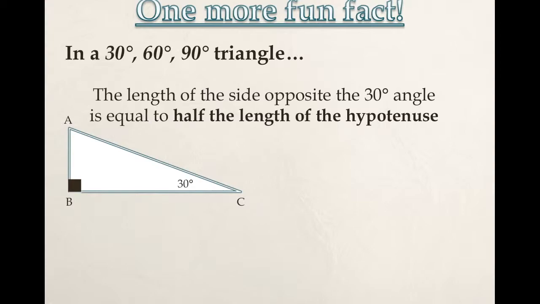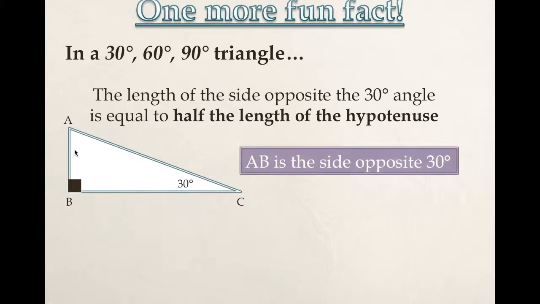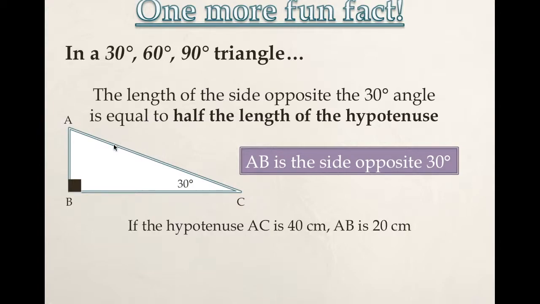Here's a 30, 60, 90 triangle. The 30 degrees here, the 90 degrees here, so you can assume that the 60 is here, right? So this is a 30, 60, 90 triangle. AB here is the side opposite 30. And I'm telling you here that the side opposite the 30-degree angle is always equal to half the length of the hypotenuse.